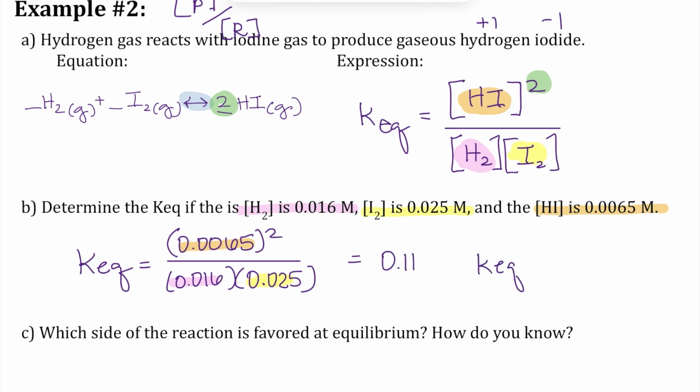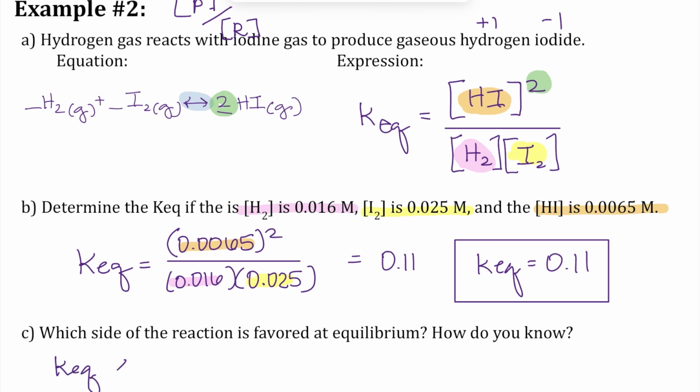So our KEQ, 2 sig figs, because all of those have 2 sig figs, our KEQ value is 0.11. Again, that does not have units on it, but that's a ratio telling us what is favored. So what side of our reaction is favored at equilibrium? Well, our KEQ value is less than 1. We're comparing it to 1.